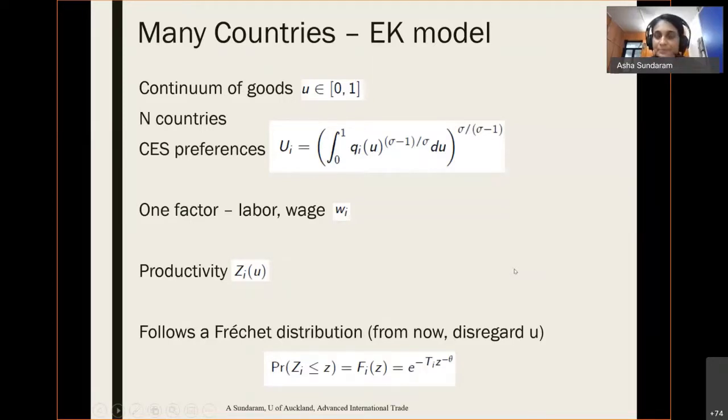Just related to that, there's a question on why use CES as opposed to variable elasticity of substitution functional forms. That is a good question.